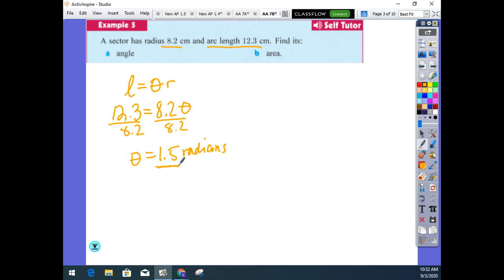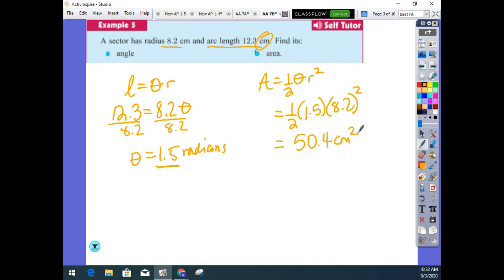But now that I know the angle, we can find the area. Plug all that into your calculator. Round it to 3 sig figs. And this is in centimeters and area squared. And that's it.